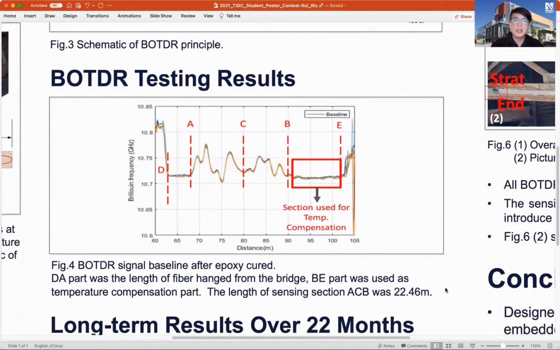Here is the BOTDR signal we collected from the bridge. As shown in Figure 4, the DA part was the connecting fiber hanging down from the bridge. The section ACB is the sensing section, and point C was the U-turn part in the design. The BE part we use as a temperature compensation part, since it is not fixed in the epoxy and is free from pre-strain. The sensing section ACB has a total length of 22 meters.